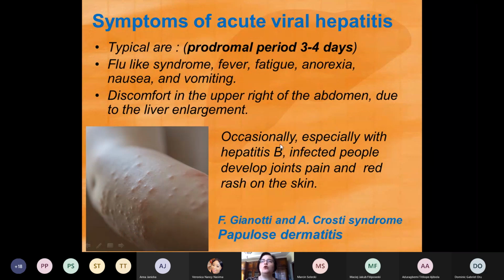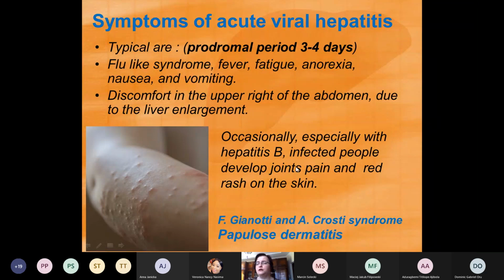Symptoms of the acute, prodromal period of viral hepatitis. What can be? The prodromal period will be about 3-4 days. There will be a flu-like syndrome, fever, fatigue, anorexia, nausea, and sometimes vomiting, diarrhea can be. Discomfort in the upper right of the abdomen due to liver enlargement. It's not the pain of the liver. The liver doesn't have sensitive endings, that's why it cannot be painful. But the capsule of the liver can, and during the enlargement of the liver, the capsule will produce such painful feelings.